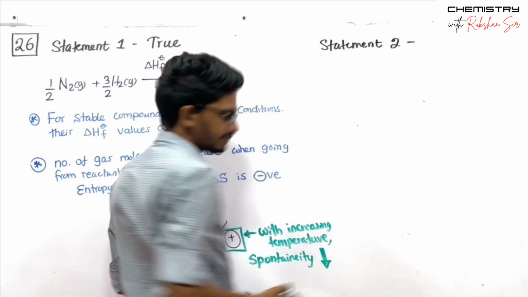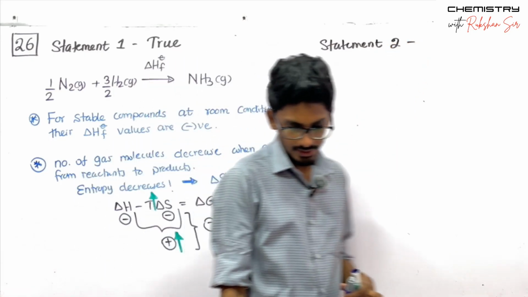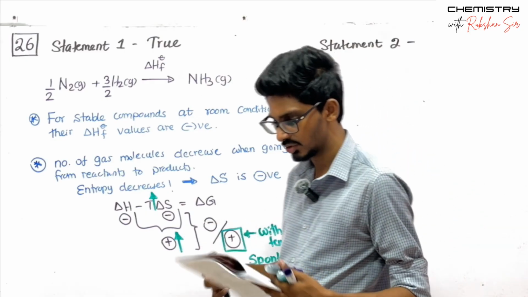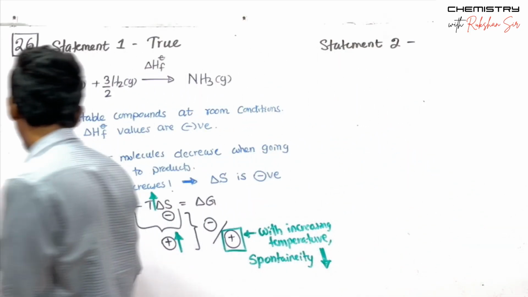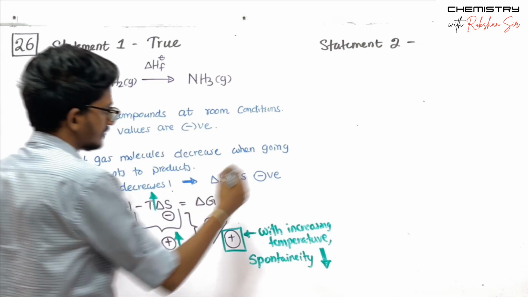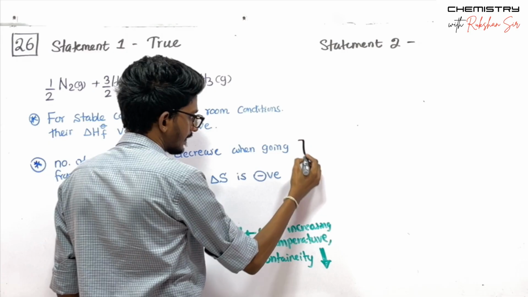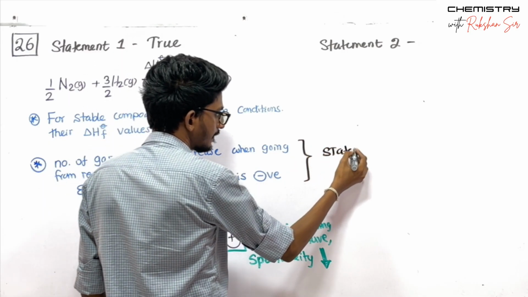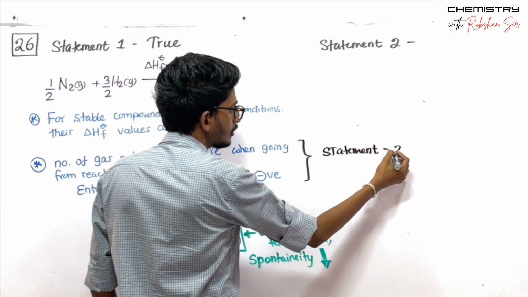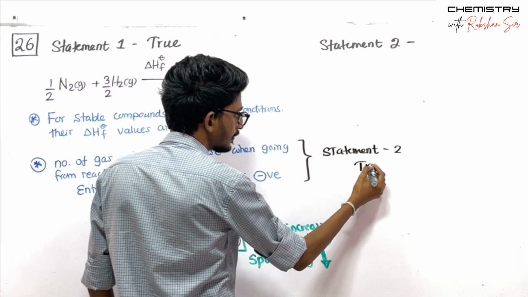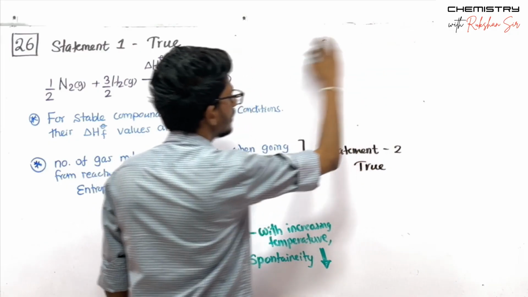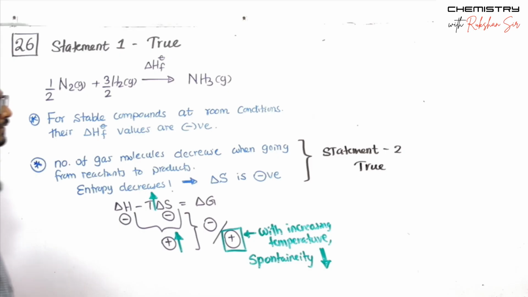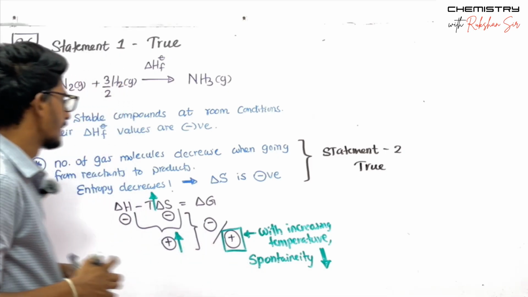Statement 2. What does it say? They're saying the entropy change of the reaction between N2 and H2 to give NH3 is negative. That is true, no? It gives a reason for statement 1. Statement 2 is true, so statement 1 is true. Both are true, and it is the reason, right?